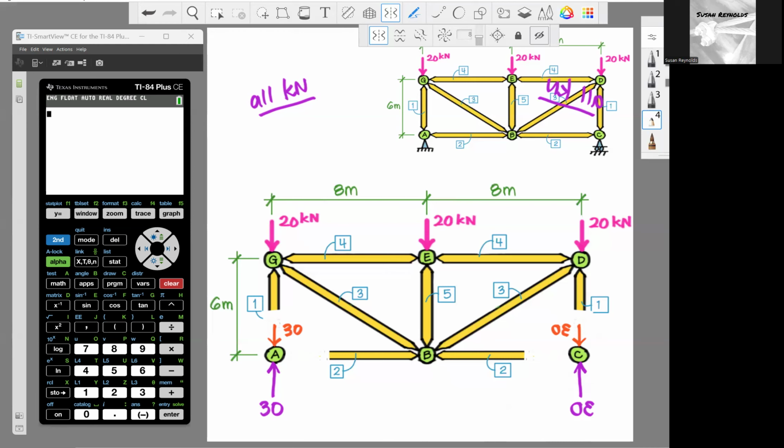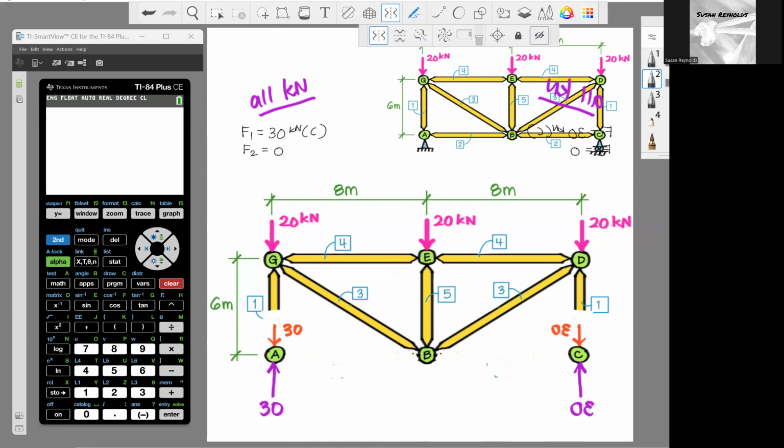And since I don't have anything to balance a potential force horizontally, I know that member 2 is a zero force member. So for the purpose of my analysis, that means I can just pretend that member 2 doesn't exist. And I'll start to tabulate our answers. So far we've determined that the force in member 1 is 30 kilonewtons of compression, and that the force in member 2 is 0. Let's continue on our way.